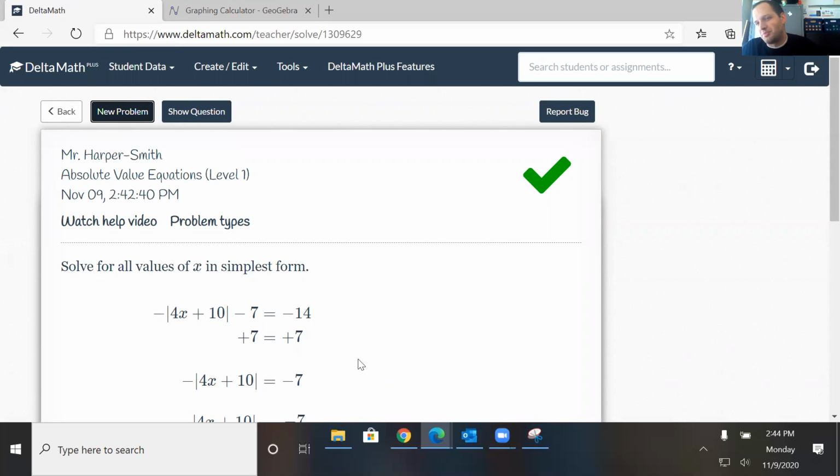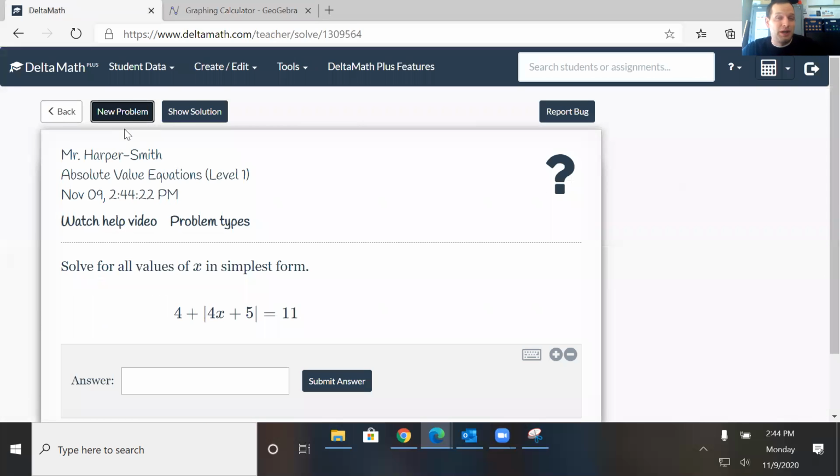Now you could also do this algebraically. I will do one example of how to do it algebraically, for those of you that really want to do it by hand without a calculator. What you have to do is get 4x plus 5 all by itself. So that means you have to minus 4 from both sides. That gives you the absolute value of 4x plus 5 equals, what would that be, 7?